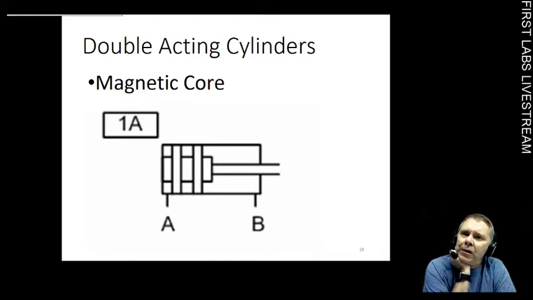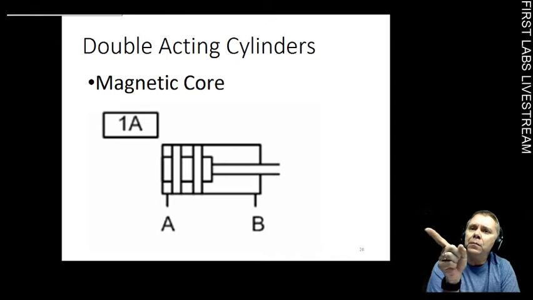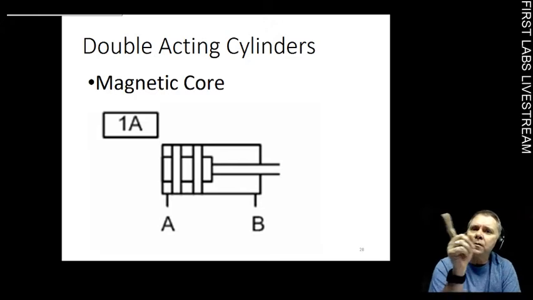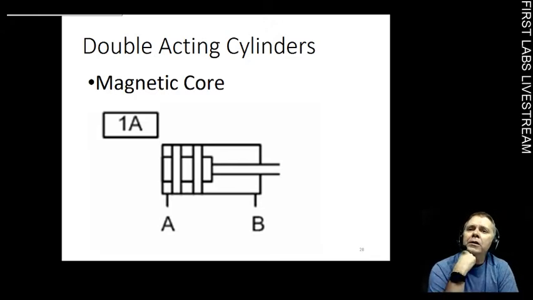A lot of cylinders also have magnetic cores inside them. So if you look in this piston part of this, you'll see a third box in the middle. And that third box is a magnet. As the cylinder moves in and out, that magnet can be read by magnetic sensors on the outside of the cylinder just to determine if your cylinder is retracted or extended. That's called a magnetic core cylinder.